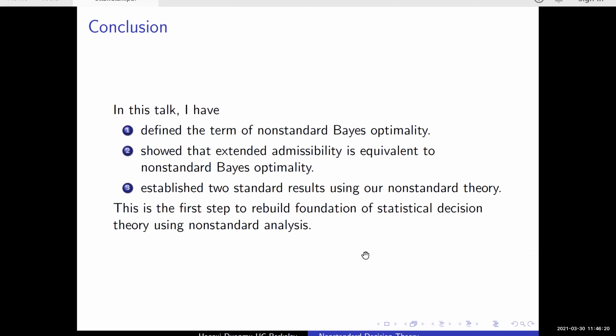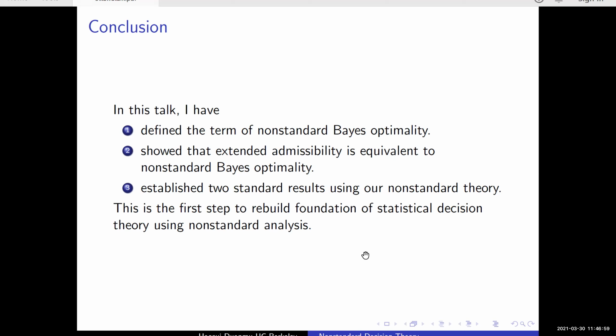Okay, so now we reach the end of our talk. In this talk, I first defined the term of non-standard Bayes optimality, and I showed that extended admissibility is equivalent to non-standard Bayes optimality for all decision problems. We then established two standard results using our non-standard theorem. And as I said, this is the first step to rebuild the foundation of statistical decision theory using non-standard analysis. We actually already have several upcoming works.